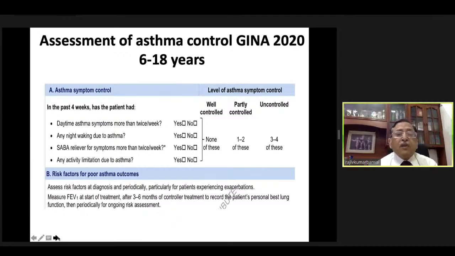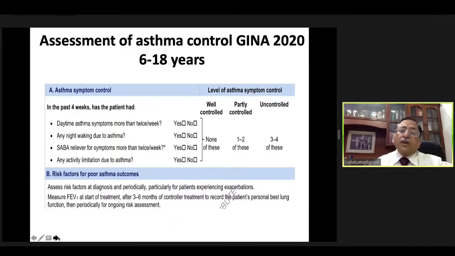At the same time, we need to assess the risk factors for poor asthma outcomes, at diagnosis and periodically thereafter, and measure the FEV1 at the start of treatment and after 3 to 6 months of controlled treatment to record the patient's personal best lung function, and then periodically for ongoing risk assessment. Spirometry comes as a very handy tool. If you teach these patients properly, these children from 6 to 18 years of age do a good spirometry, and you can make out whether your patient is well controlled or not.